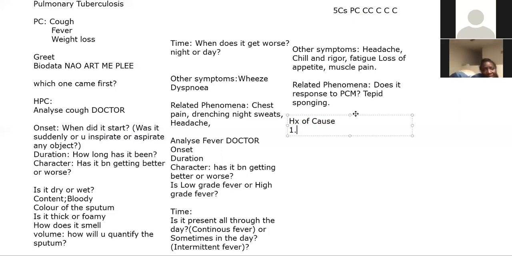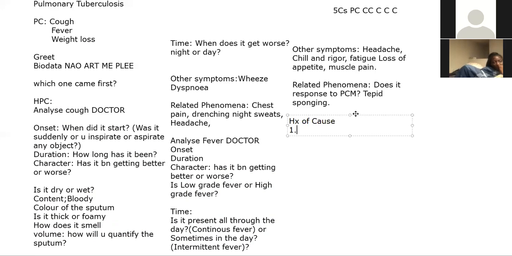People get it through respiratory droplets. It's through respiratory droplets. So one of the major causes is overcrowding. Okay. So how do you ask the patient? You know that people get it through droplets, but you can't say, sir, you get it through droplets. No, you can't ask the patient that.